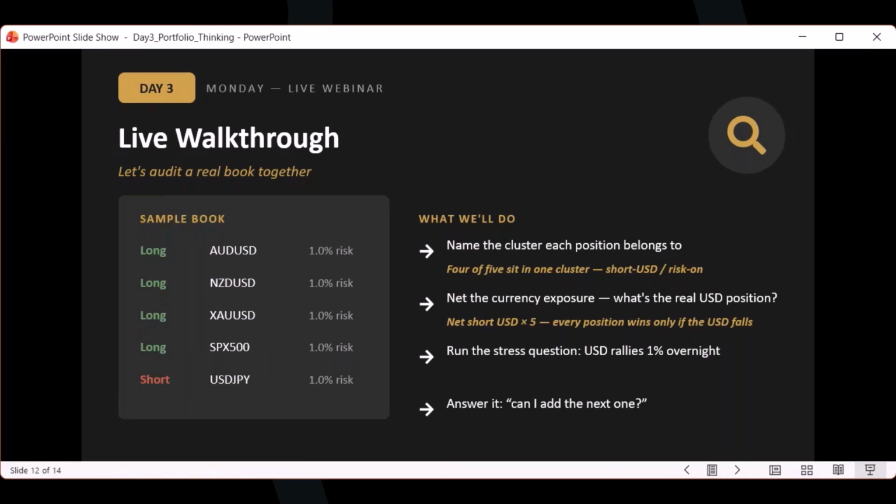So if we run the stress question, if the USD rallies 1% overnight, all 5 will lose together. So if you've got 1% risk on each, you're going to be down 5%. If you've got 2%, 10%. And then can I add the next one? Well, no, the book is already overloaded with a single idea. That is essentially what you'll do, but you need to just do a little bit of learning.